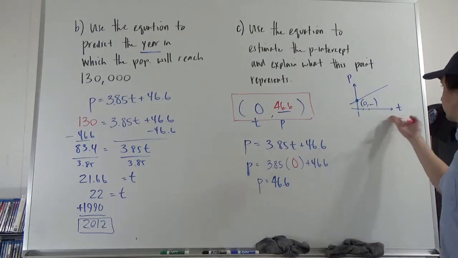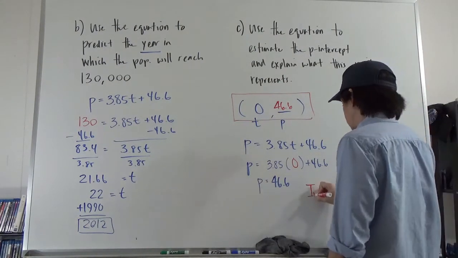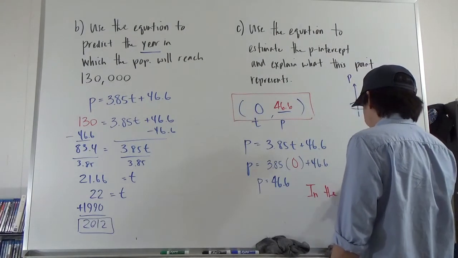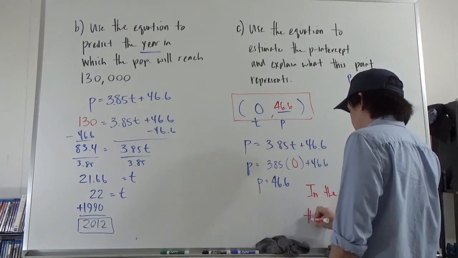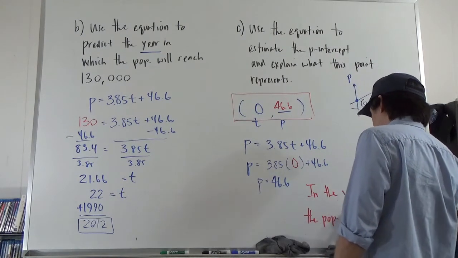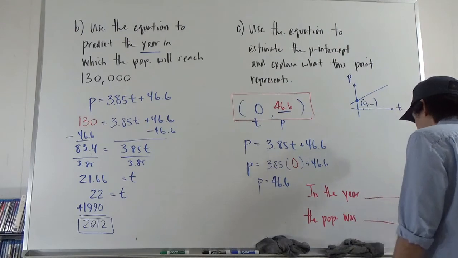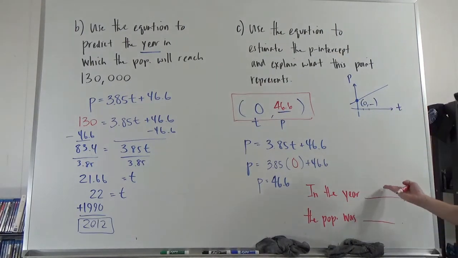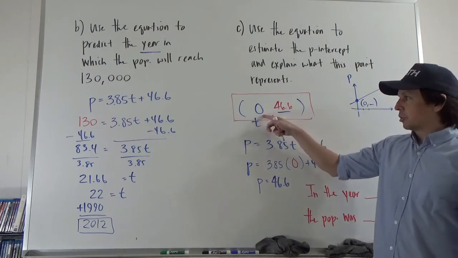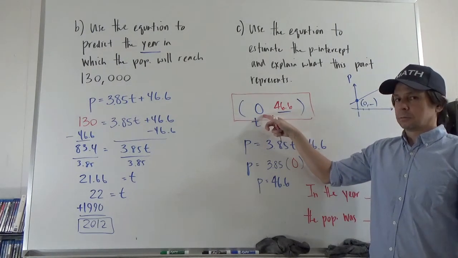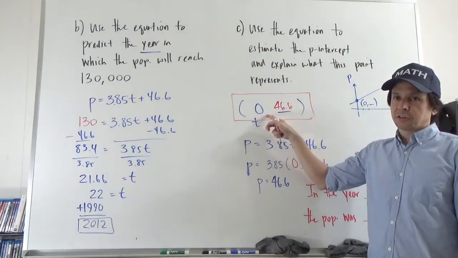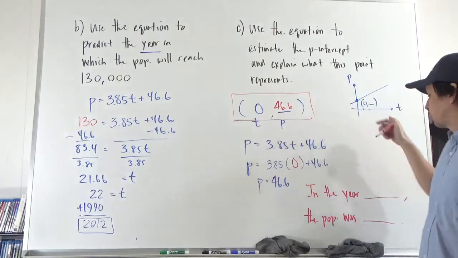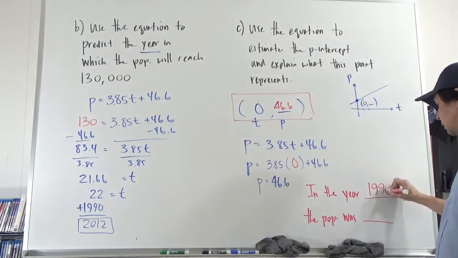Explanation. What have we got? T is the years since. P is population. My template for an explanation is: in the year blank, the population was blank. That's my explanation of a point, explaining both coordinates. Which one is which? The t gives me the years since 1980. Sorry, no, that's not right. My reference here is 1990 now. T is the number of years since 1990. T is 0 is going to be the actual year 1990.